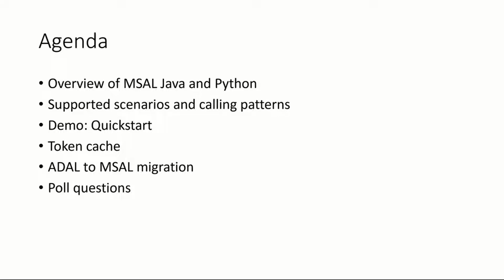Let's take a look at the agenda. I'll start with a brief overview of MSALs and the benefits, followed by the supported scenarios and common calling patterns in Java and Python applications. I'll show you a demo of the Quickstart experience to get a sample app up and running. I'll talk about token caching and advanced scenarios. Finally, I'll cover some details on migrating your applications from the previous ADAL libraries to the latest MSAL libraries.